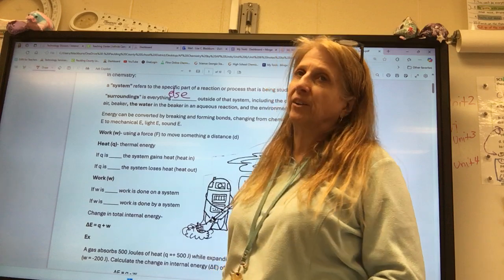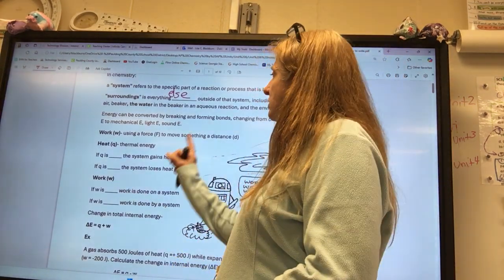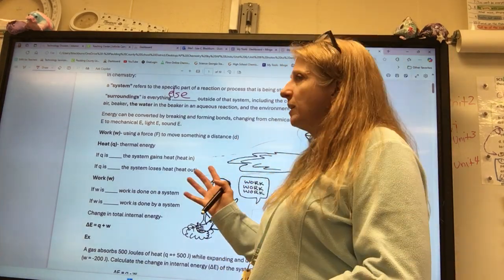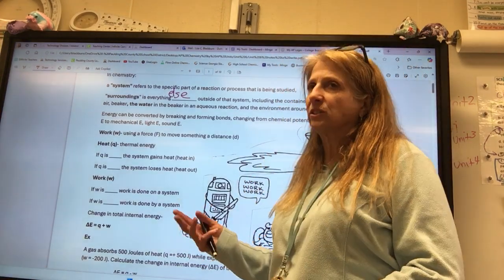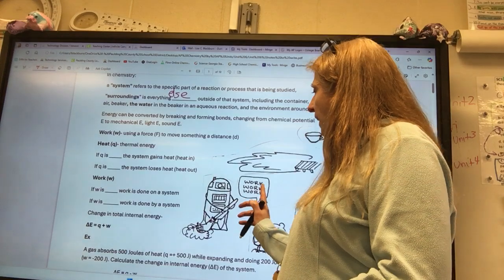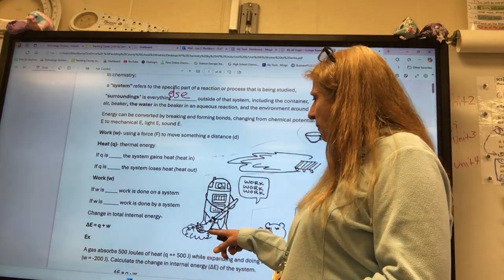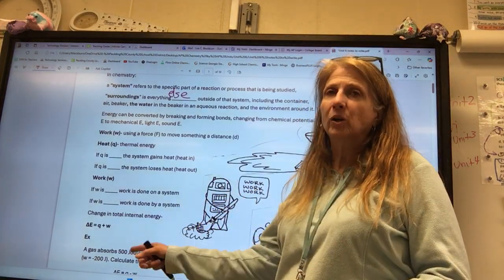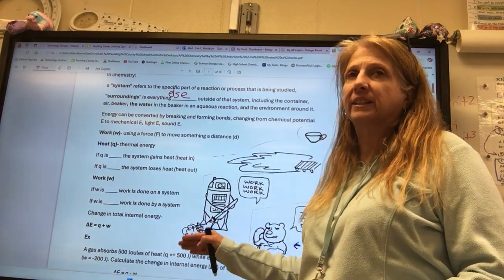Something else we have to define is work. So work in physics is using a force to move something a distance. A lot of times we use work for things that aren't that. So I used to teach regular physics, and I showed a video in Cobb County, and there was a video with a little R2D2 looking robot who's sweeping the floor, and he's complaining, going, work, work, work, because he is moving something a distance. He's using a force to move the dust a distance.